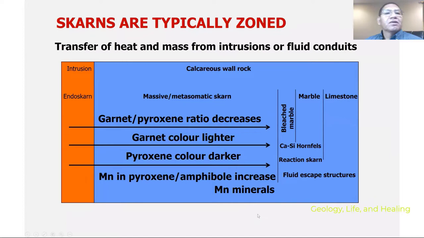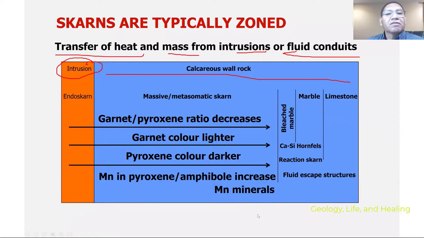Next one. Skarns are typically zoned, transferring heat and mass from the intrusion or fluid conduits. We have this intrusion, we have this limestone, everything in light blue, and when we have ore in an intrusion, we call it endoskarn. When it is in the limestone, we call it exoskarn. But in this case, we are calling it massive metasomatic skarn. One of the distinctions: garnet to pyroxene ratios decrease toward the limestone. Garnet color is lighter toward the limestone, and pyroxene color is darker toward the limestone.